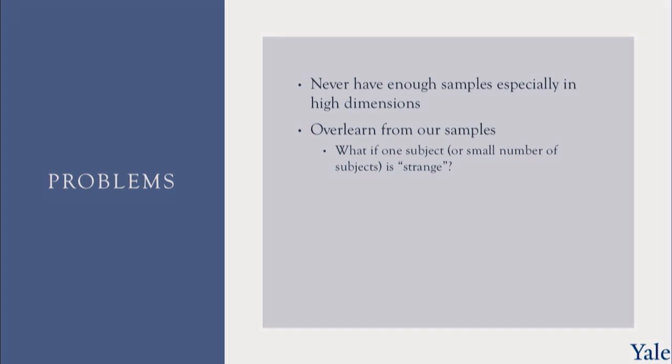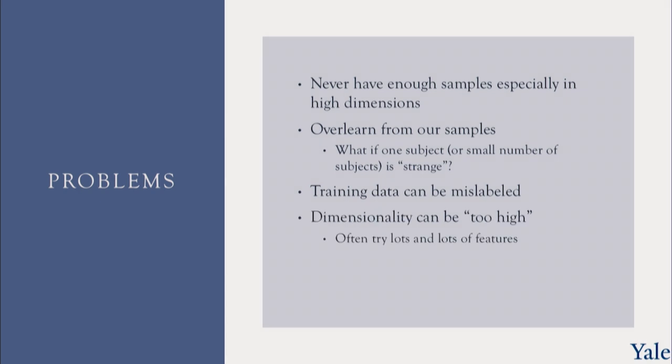What if one subject or a small number of subjects is strange? Think about k nearest neighbor: if you have a bad subject there, somebody who is misclassified perhaps, now that person is going to propagate throughout your result process. The training data can be mislabeled, which is the previous problem. There could be just transcription errors potentially, and the dimension can just be too high. People like to use lots and lots of features. It feels better to have a richer description, but if the dimensionality is too high, that can get you in trouble.